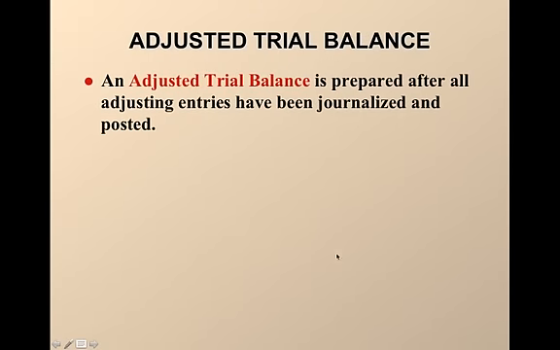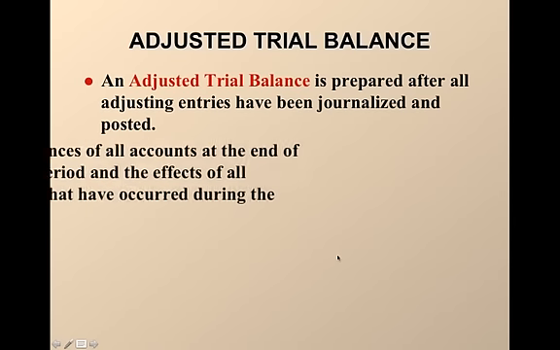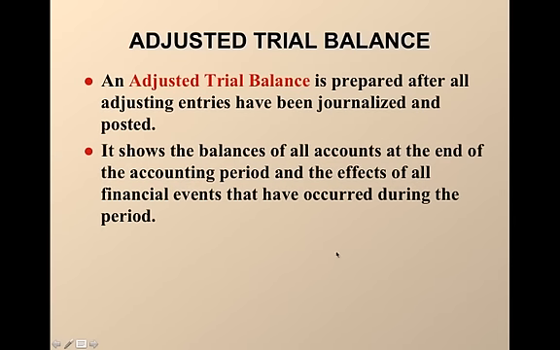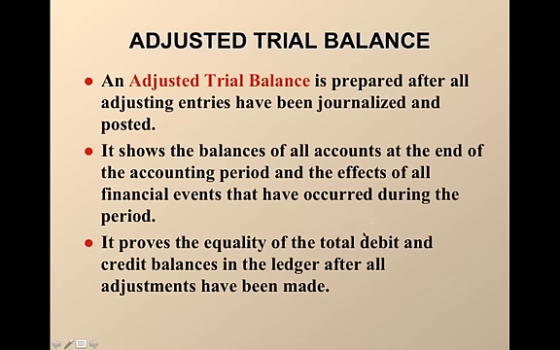So an adjusted trial balance, let's take a peek at it. It is prepared after the adjusting entries have been journalized and posted, which means you've completed the adjustments, and basically shows the balances of all the accounts at the end of the accounting period after they've been updated with the adjustments. So it shows the effects of all the financial events that have occurred during the period. And it proves that your debits equal your credits. So make sure your ledger is still in balance after you've done your adjustments. So it's called an adjusted trial balance. The normal trial balance is done any time throughout the period, and an adjusted trial balance is done after adjustments. And there's one more trial balance called a post-closing trial balance, which you do after your closing entries.